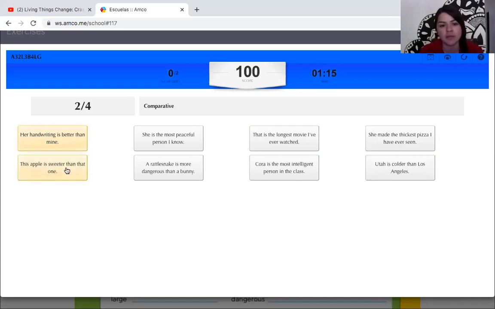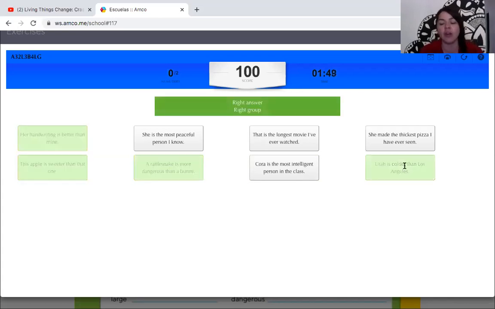Very good. A rattlesnake is more dangerous than a bunny. How can I know? I don't have ER or EST. Yes, I know, but I have "more", and "more" is for comparative. So this is a comparative too. Cora is the most intelligent person in the class. "Most" is for superlative. Utah is colder than Los Angeles. Colder, ER. Yes, now we answered the comparative.